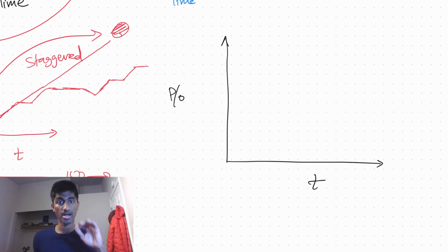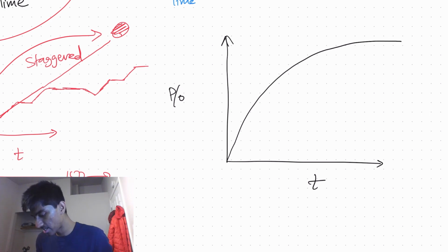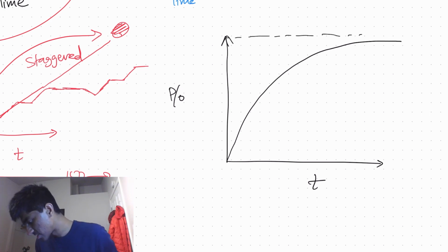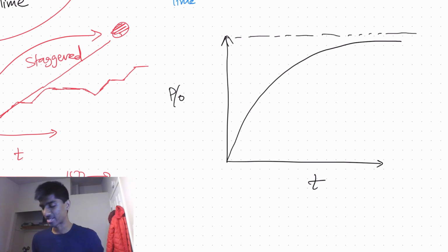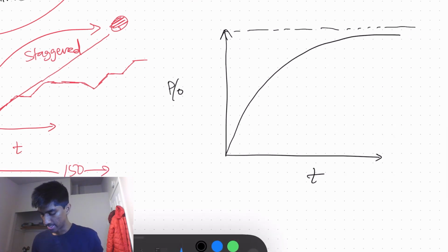If you do staggered learning, here's essentially what you're doing. Here's your ideal curve for performance output, something like that, where this is 100% and you're just approaching it. Again, this is not very accurate in terms of me drawing it, but you get the idea. And here's what you do when you do staggered learning.